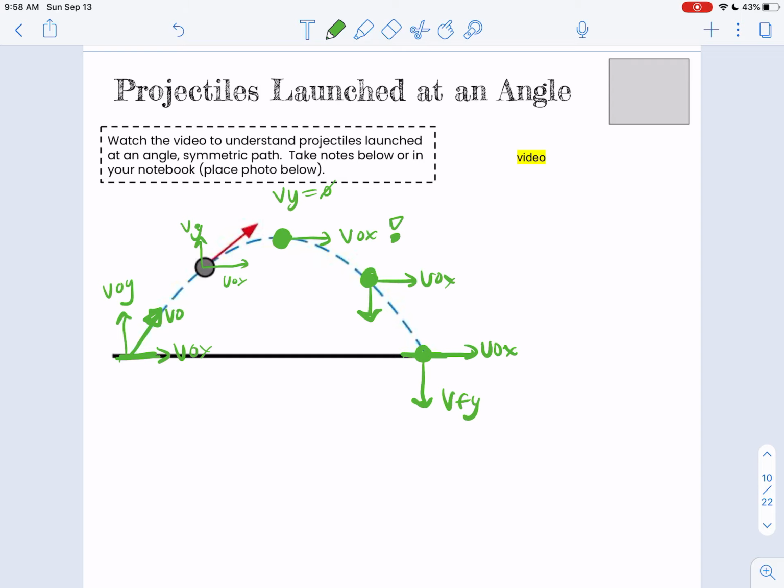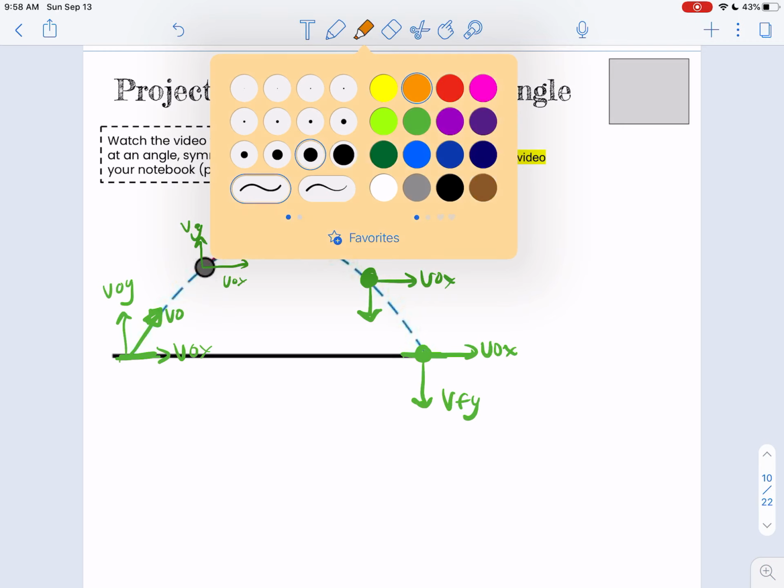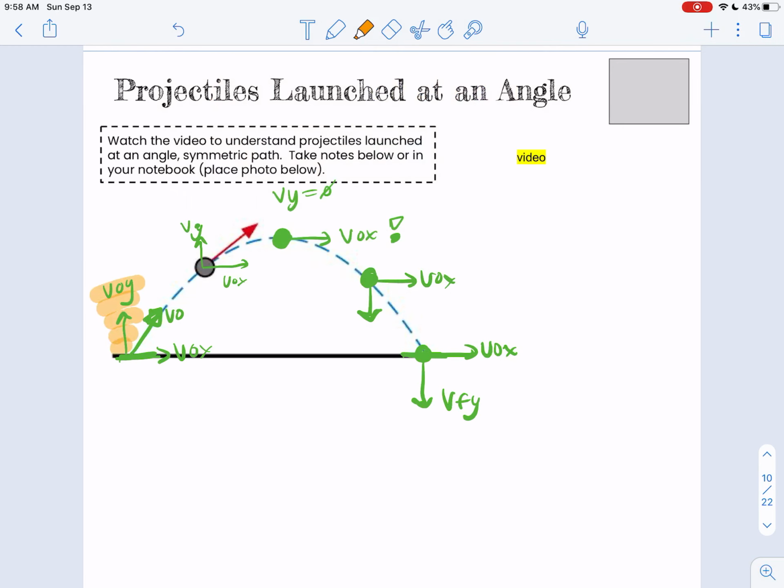All right, so this is a perfectly symmetric path, all right? So notice that your V naught Y over here is going to be the same as your VFY over here, okay? Because it's a symmetric path, if there's no air resistance and all that. So your V naught Y is going to equal your V final Y, right? Because whatever amount it loses in speed on the way up, it gains on the way down, okay? And then in the Y direction, it's 0 at the top there, all right?